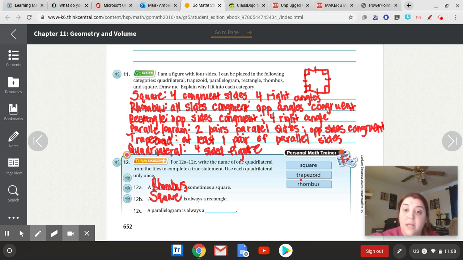And then a parallelogram is always a what? A parallelogram is always a trapezoid. Why? Because all of these shapes are always a trapezoid. They all have at least one pair of parallel sides. That's what makes them part of this group. Okay?